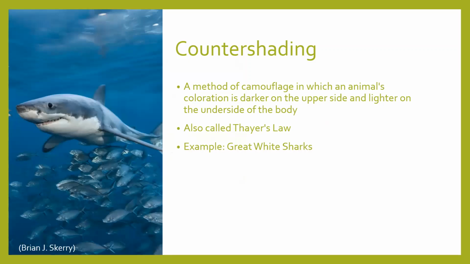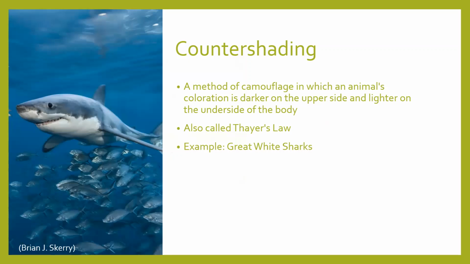Our next type of camouflage is countershading. Countershading is a method of camouflage in which an animal's coloration is darker on the upper side and lighter on the underside of their body. This type of camouflage is also referred to as Thayer's law. An example of countershading is a great white shark.